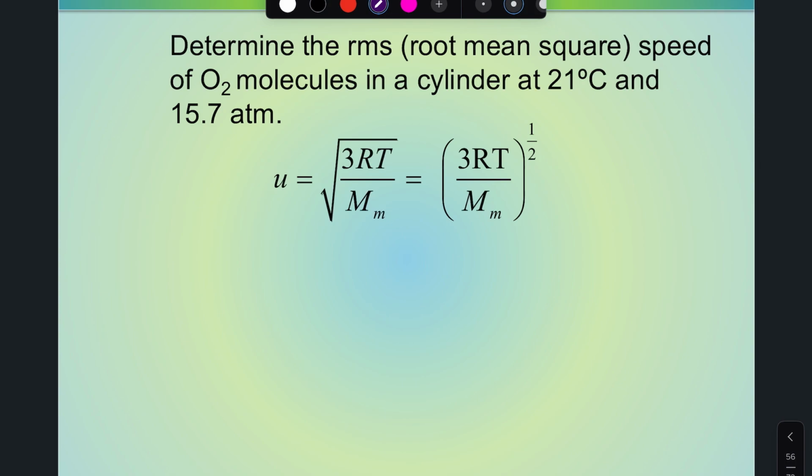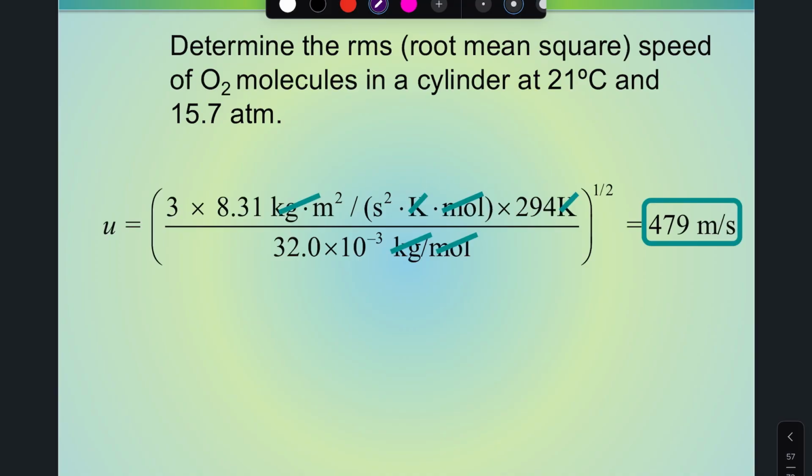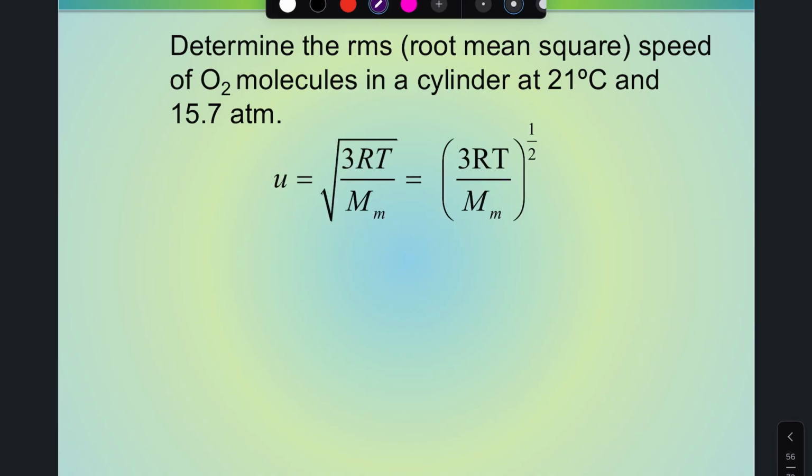Okay, so if we want to determine the root mean square speed of O2 molecules in a cylinder at 21 degrees Celsius and 15.7 atmospheres, we're going to use this equation. The first thing that we want to do is convert to Kelvin. So 21 plus 273 is going to be 294, equals 294 Kelvin.